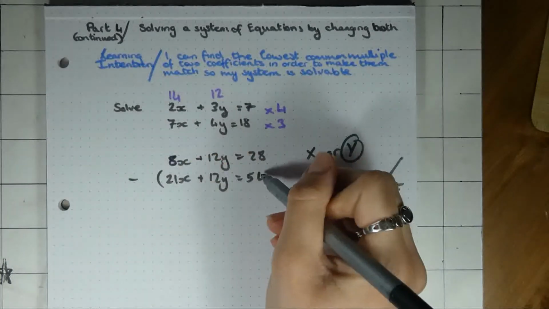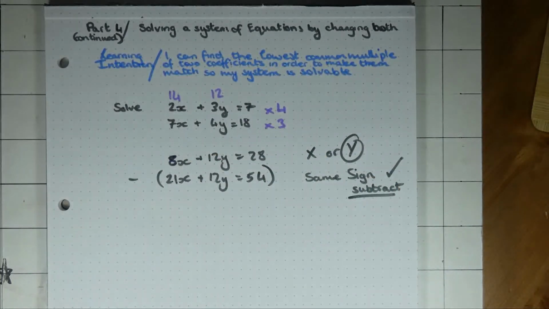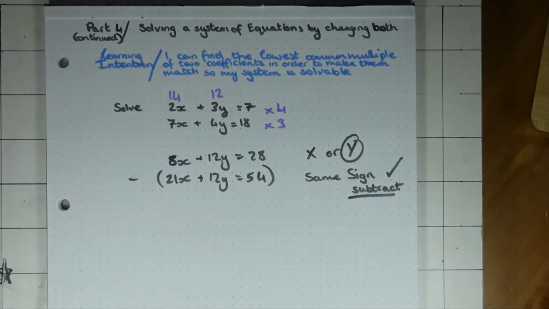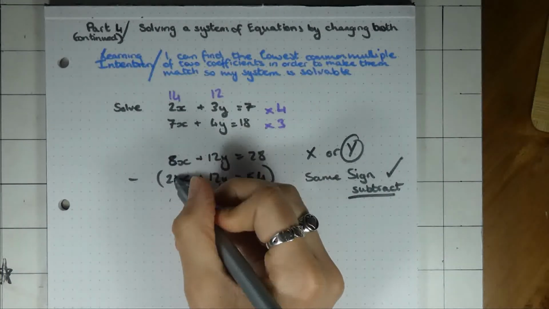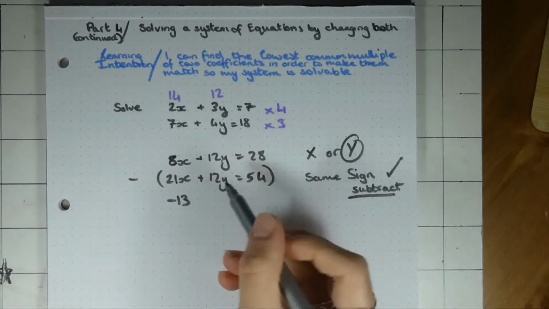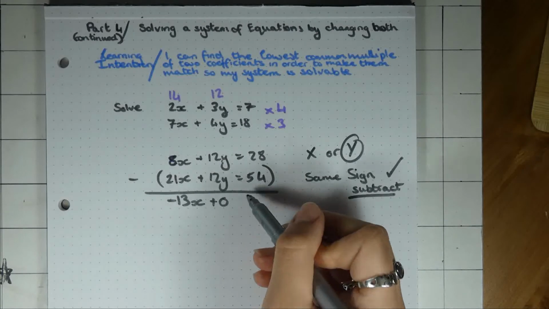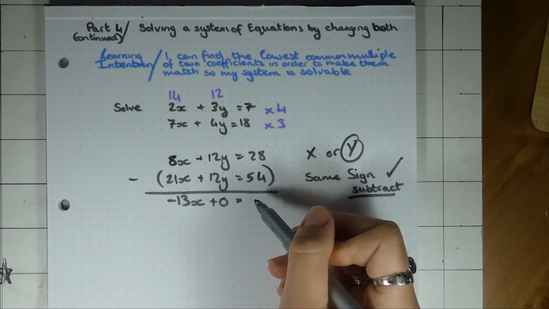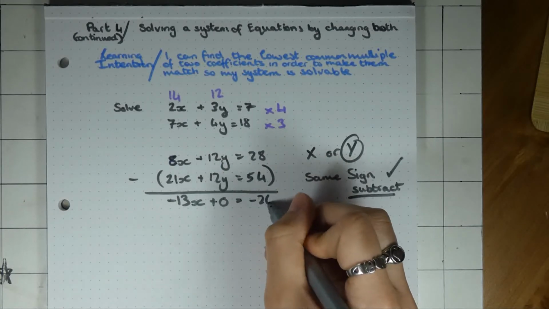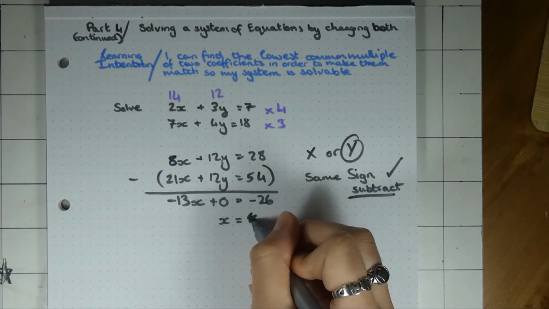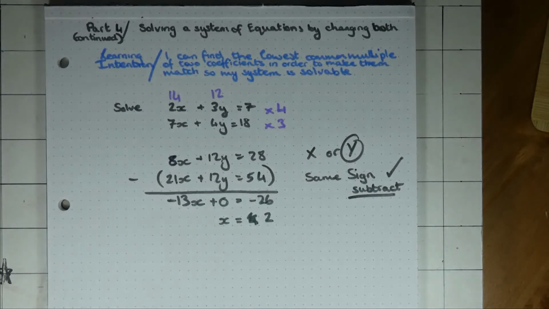Set it up. Now, unfortunately, my bigger number's on the bottom. At this point, you are allowed to flip your two equations around. I'm not going to do that, but it is an option. So we have 8 take away 21, minus 13x, plus 0. 28 take away 54, we're going to have minus 26. So x equals 2. Underline for final answer.